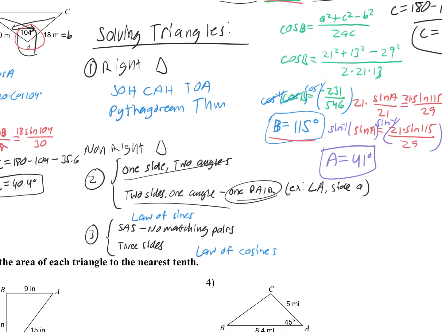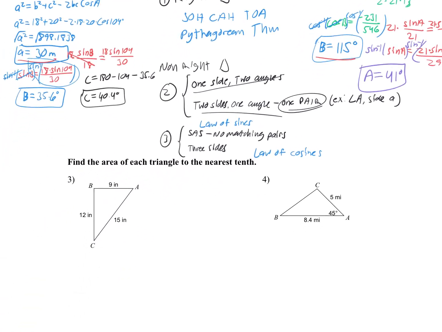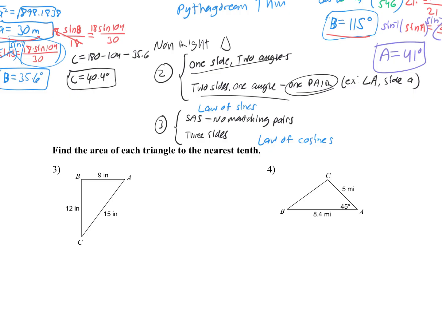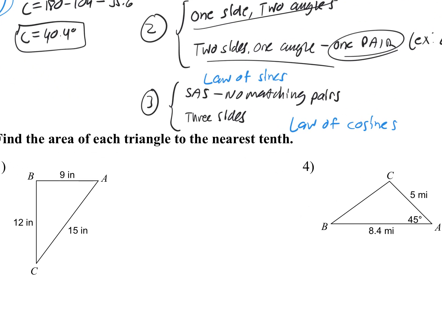All right, let's keep going. Over here for area problems, you can follow a similar method of just trying to decide which formula to use. So with area problems, if you're given a side angle side, similar to our law of cosines case where we have no matching pairs but we have two sides, then we can use the 1/2 bc sine A formula.